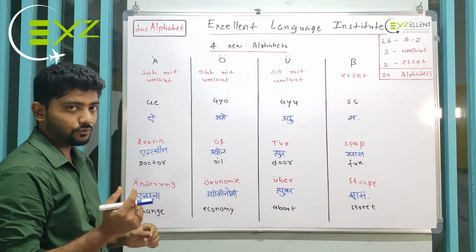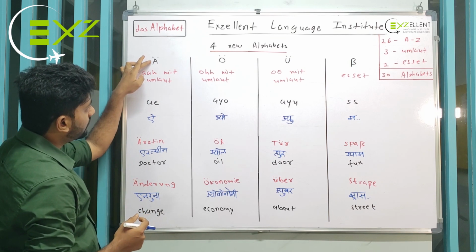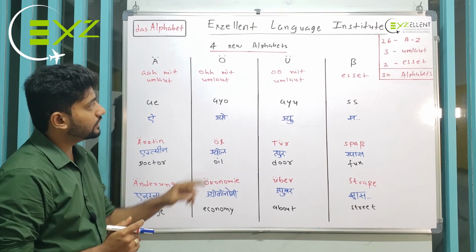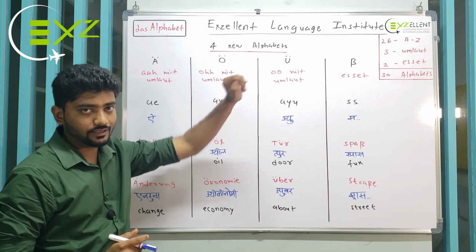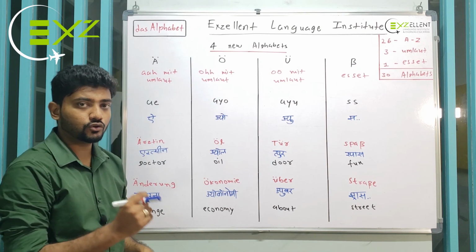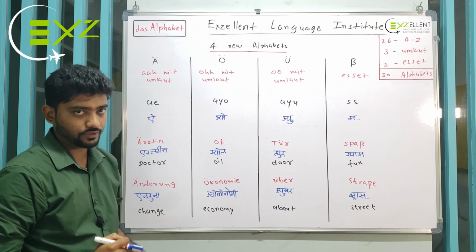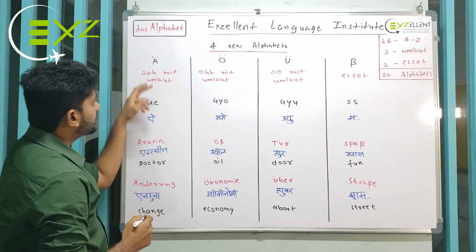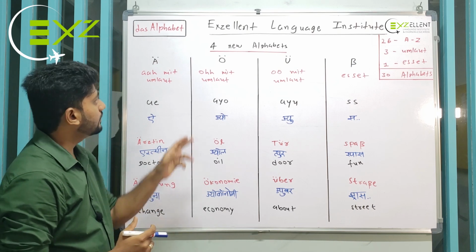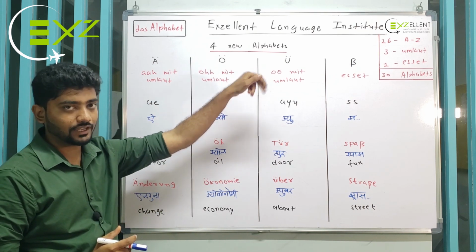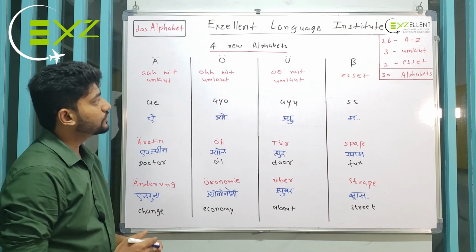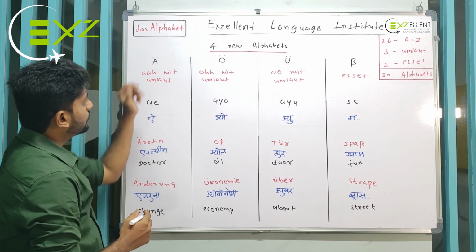See, what is umlaut? Above this alphabet A, there are 2 points. Here above O, there are 2 points, and above U, there are 2 points. These points, we are going to call as umlaut. So we can say A with 2 points, O with 2 points, and U with 2 points, right?